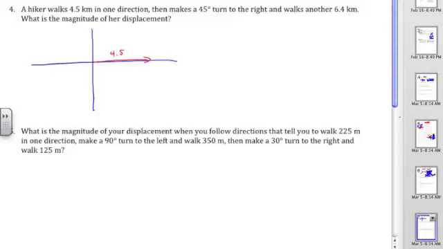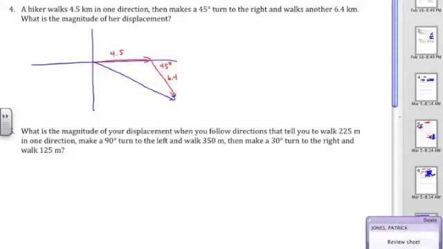Now, imagine you're at the tip of that point and you're facing the arrow, and now you're going to turn 45 degrees to the right. So what's going to happen is you're going to turn this way, and this angle right here is going to be 45 degrees. And you're going to walk another 6.4 kilometers. So my resulting vector, they are tip to toe, so I can add them, is going to be this. At the tip there. It's a little off. So I can't just use the Pythagorean theorem on this because it's not a right triangle.